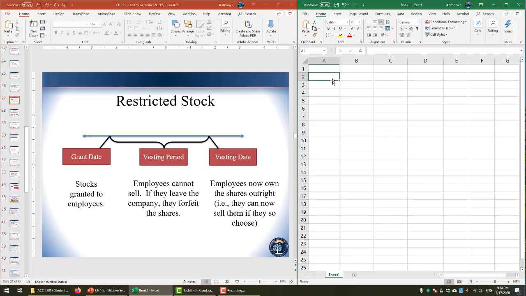The accounting for restricted stock is very similar to that for stock options. Just like with stock options, we're first going to determine the market value or fair value of the stock as of the grant date. And then after the grant date, we're going to take that market value and split it evenly over the service period, which for this class will just be your vesting period. And we're going to recognize compensation expense for that split market value.